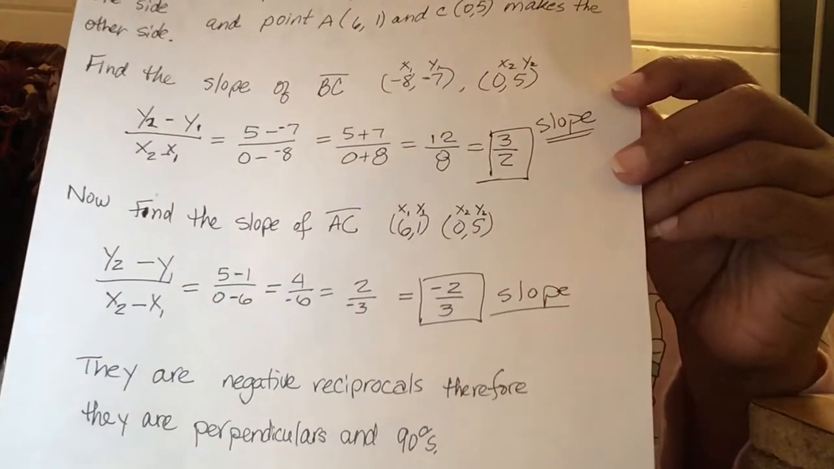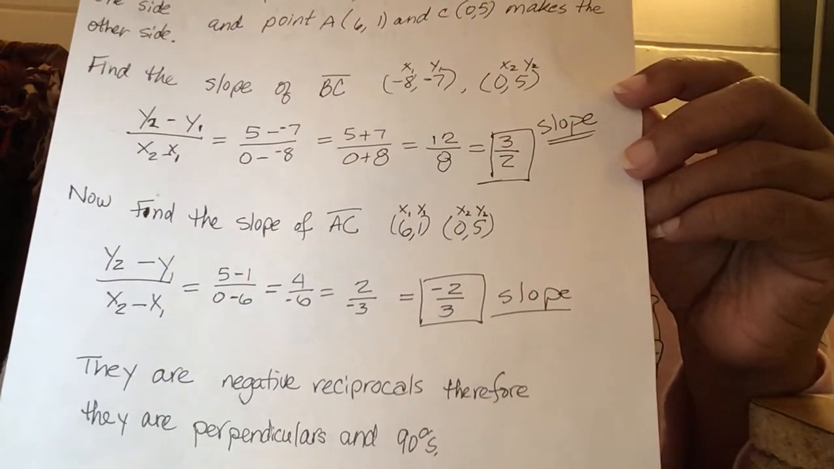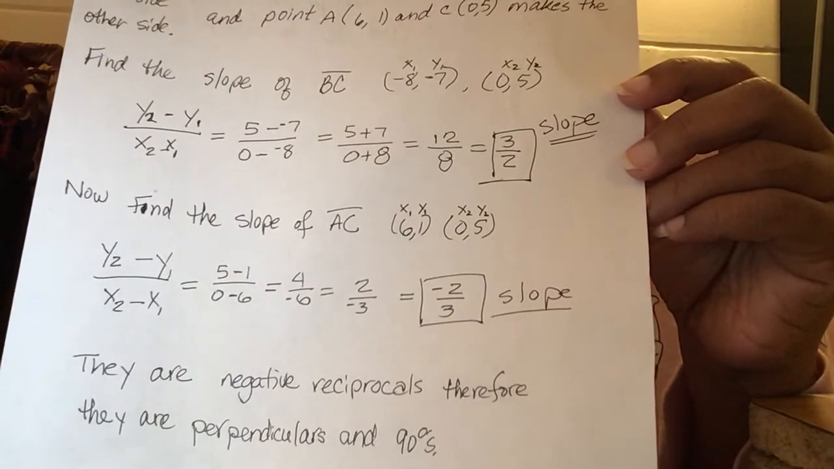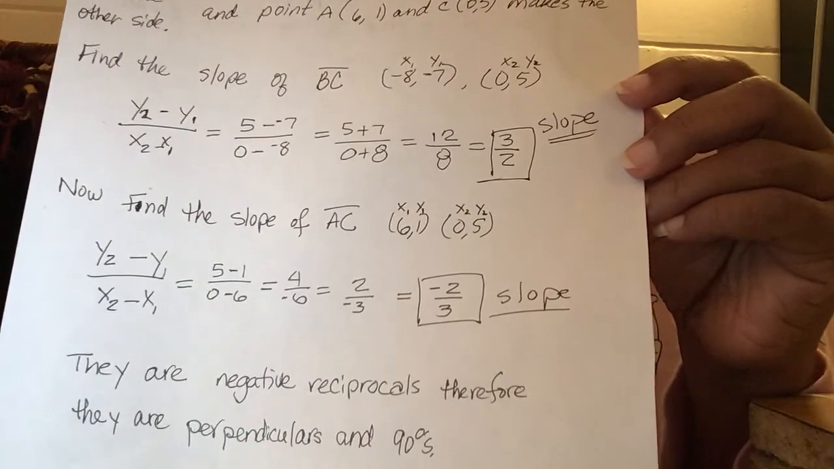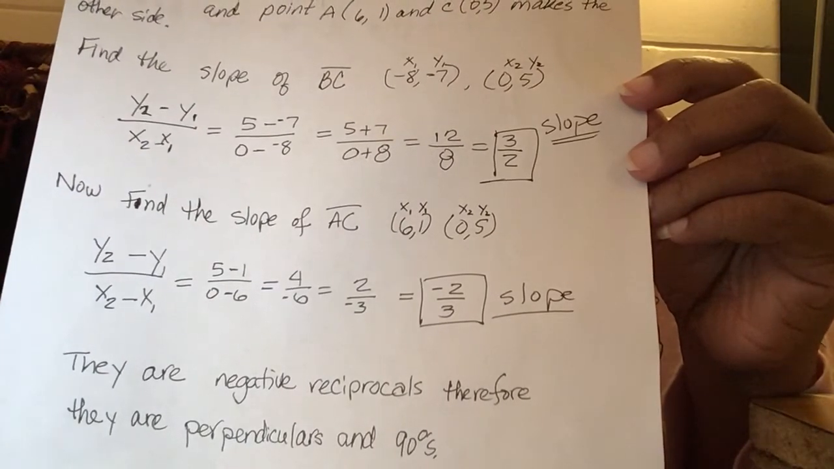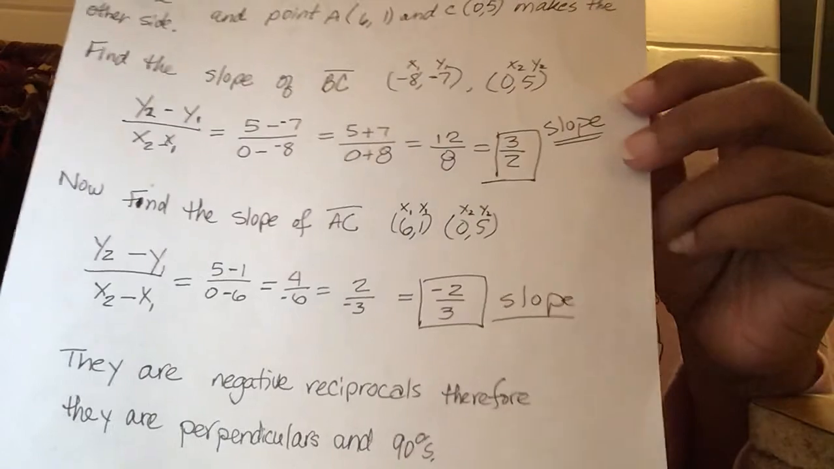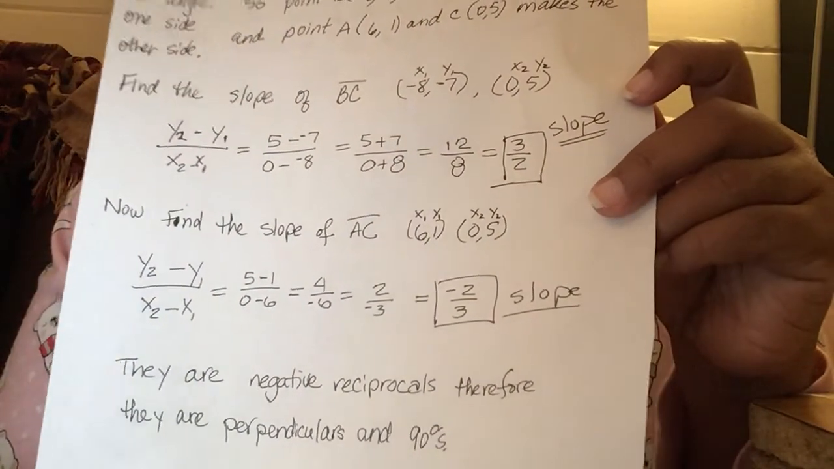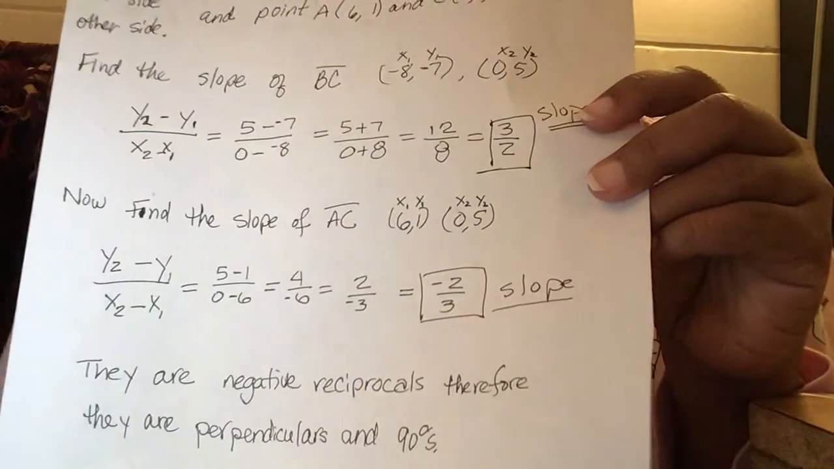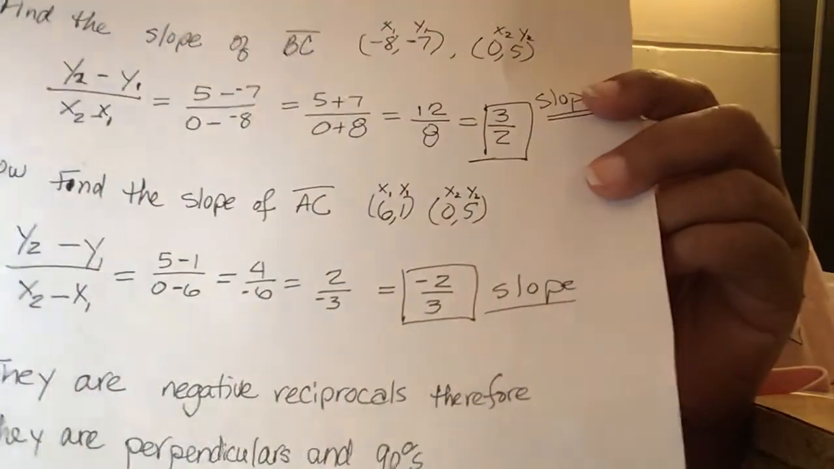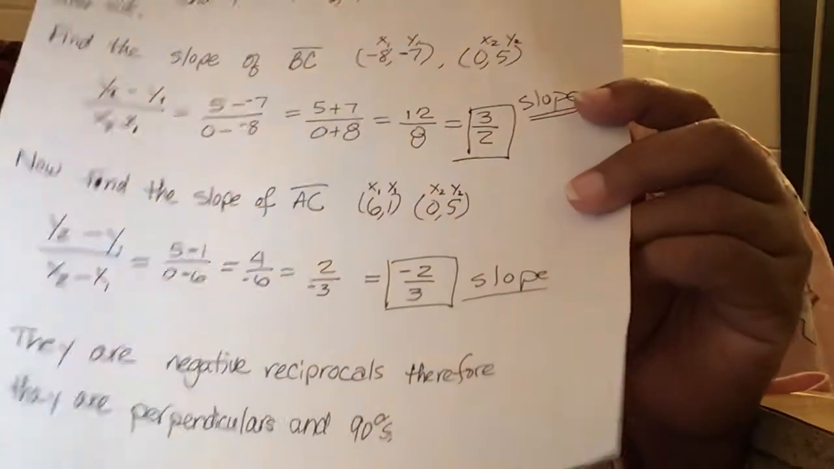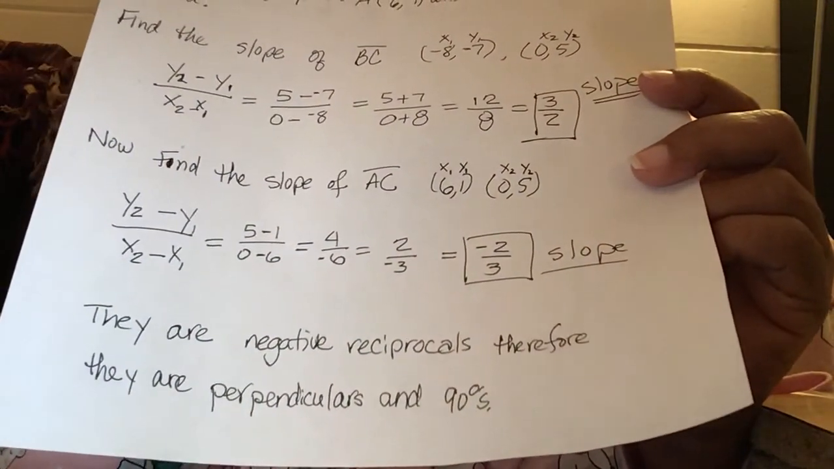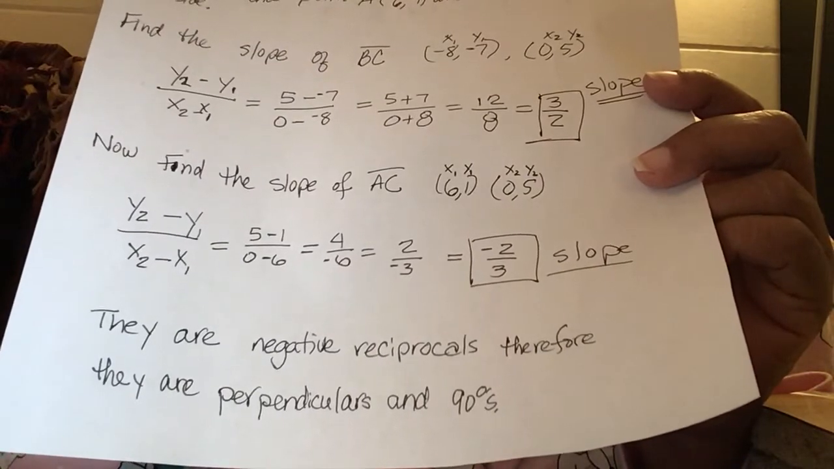They are negative reciprocals because one is a negative number and the other is a positive number. Reciprocals just means that they flip. Notice that the top one is 3 over 2, the bottom one is 2 over 3. They are negative reciprocals, opposite reciprocals, however your teacher has taught you. So they are perpendicular to each other. They are 90 degrees.